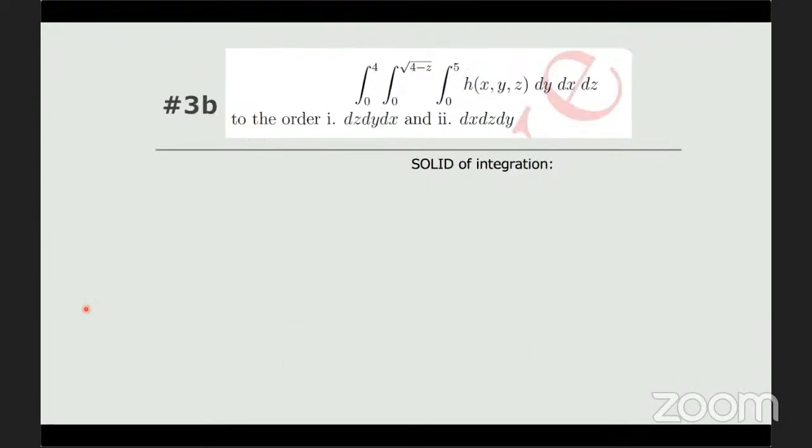So I also chose number 3, letter B, where you need to change the order of integration. Triple naman siya. From dy dx dz to dz dy dx, tsaka dx dz dy. So I used GeoGebra dun sa mga graphs dito.